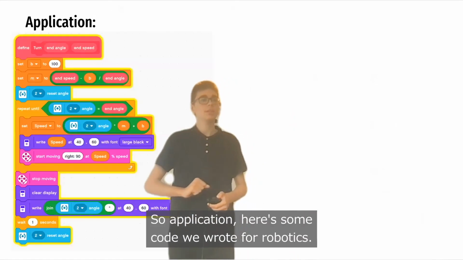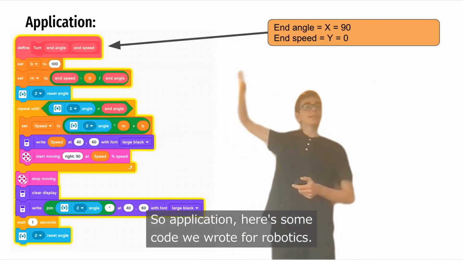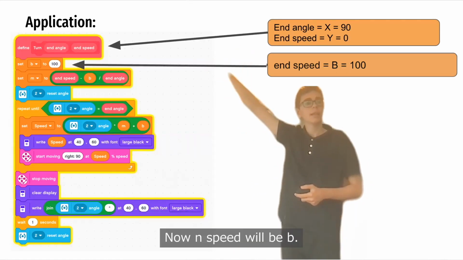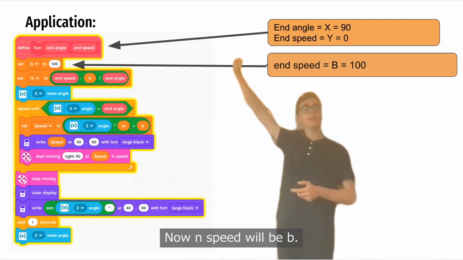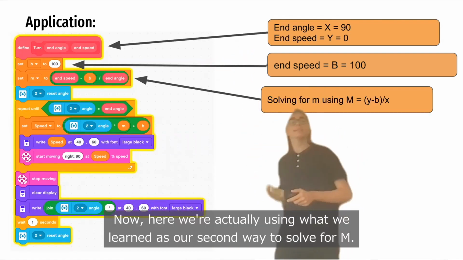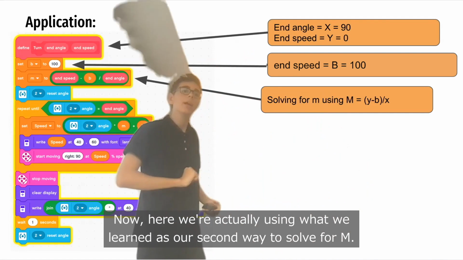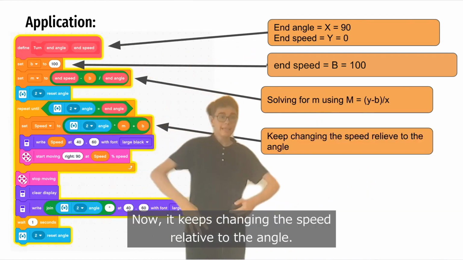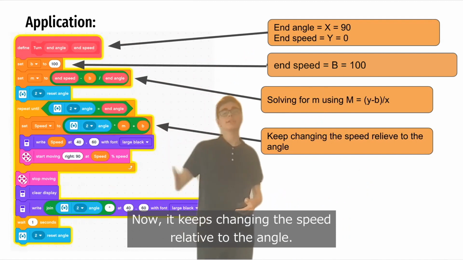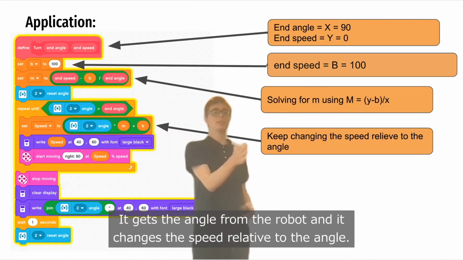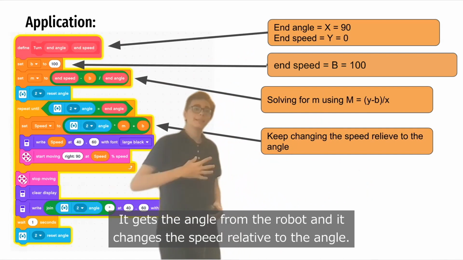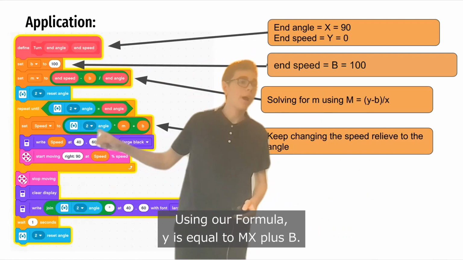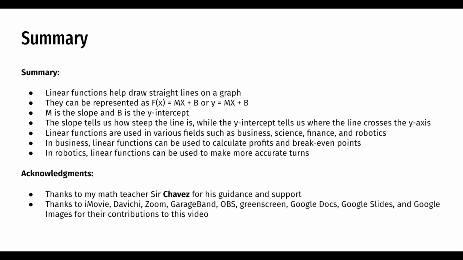So application. Here's some code we wrote for robotics. X is equal to 90 and y is equal to 0. It calls that at the beginning. Now, end speed would be b. Now here, it's actually using what we learned as our second way to solve for m, y minus b over x. Now, it keeps changing the speed relative to the angle. It gets the angle from the robot and it changes the speed relative to the angle using our formula y is equal to mx plus b.